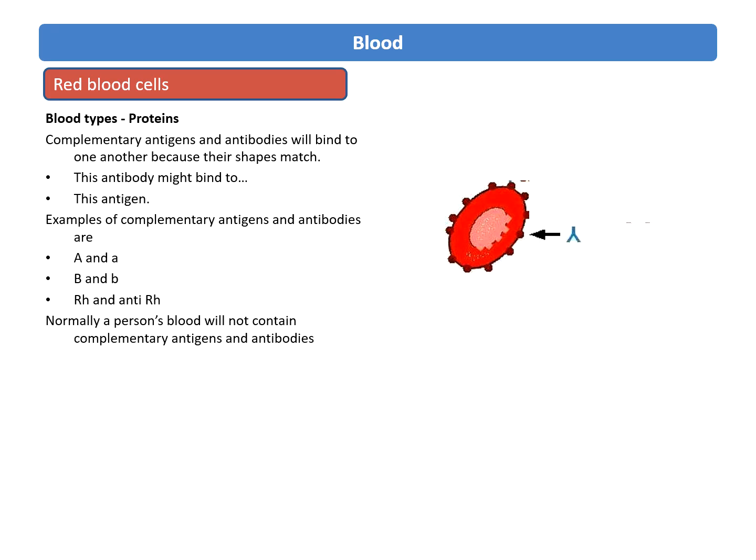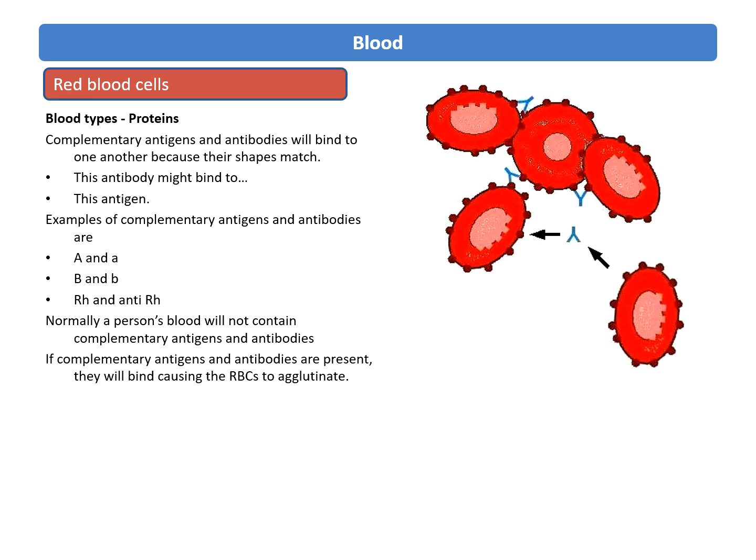Normally, a person's blood will not contain complementary antigens and antibodies. If complementary antigens and antibodies are present, they will bind, causing the red blood cells to stick together, that is, to agglutinate. Note, agglutination is not clotting, it's sticking together.